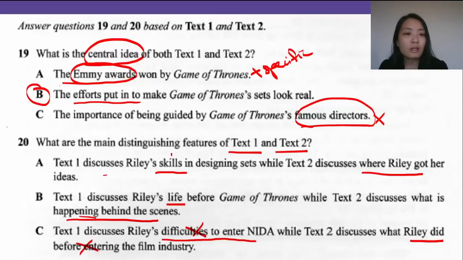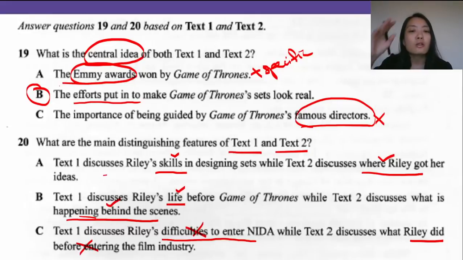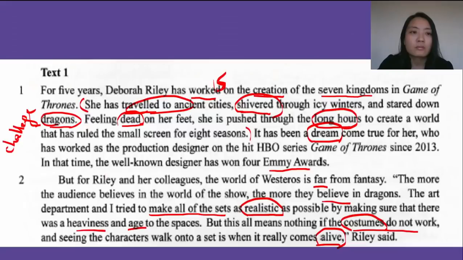And this one, maybe talks a bit about her skills and where she got her ideas from. But does it talk about where she got her ideas from or not? We're not sure. And then this one talks about her life and what's happening behind the scenes. So now you need to look at text 1 and see whether text 1 looks at the skills or the life, which one more. And then you look at text 2 and see whether it talks about where she got her ideas or what's happening behind the scenes.